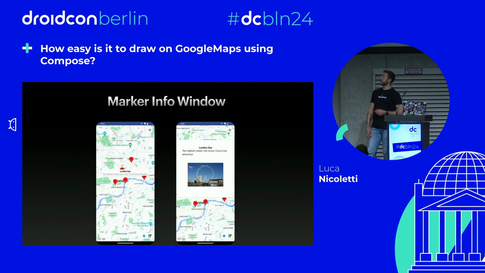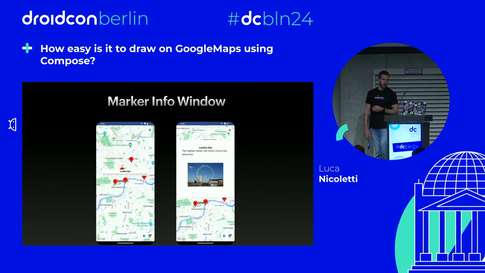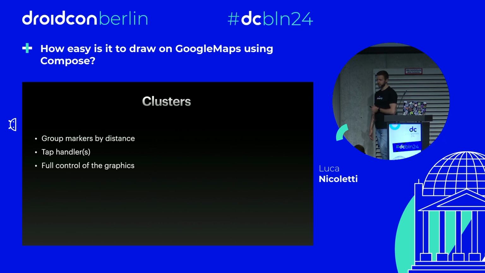The one on the left is the default one if you provide a title and description, and the one on the right is the custom one that was shown on the code here, just a column with two texts and an image. If you have too many markers too close together, they may overlap, and you want to avoid it. To avoid that, you can use clusters.